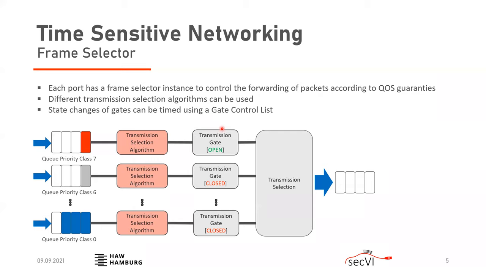It has two possible states. It can be open or it can be closed. And we can time the state changes of the gate using something called a gate control list, which I will be discussing on the next slide. What happens if we have two gates opened at the same time? This is also possible. Then we will select the frame with the highest priority and forward it through the port.